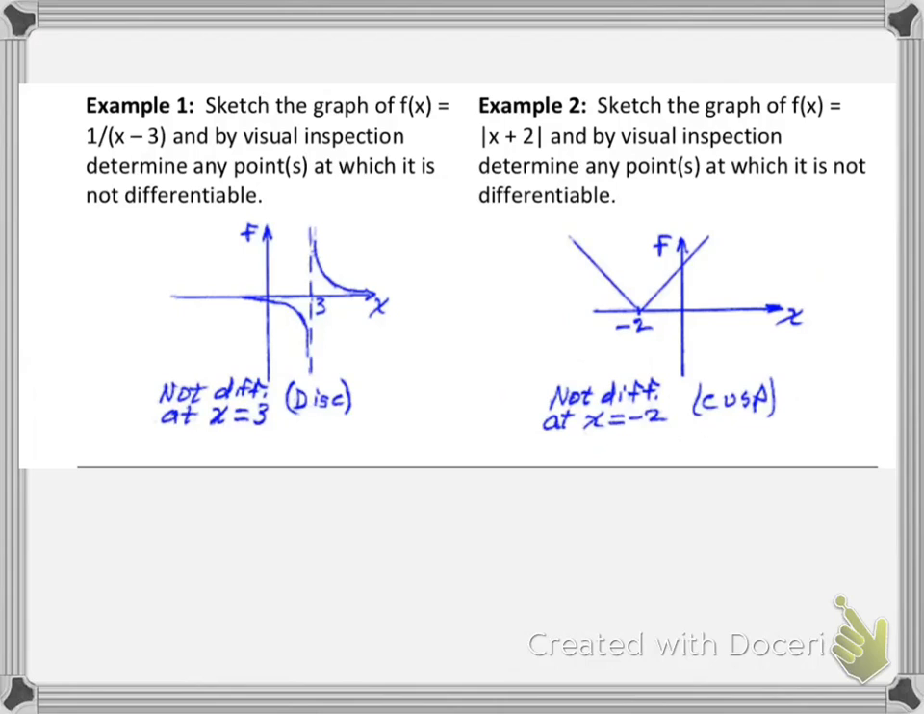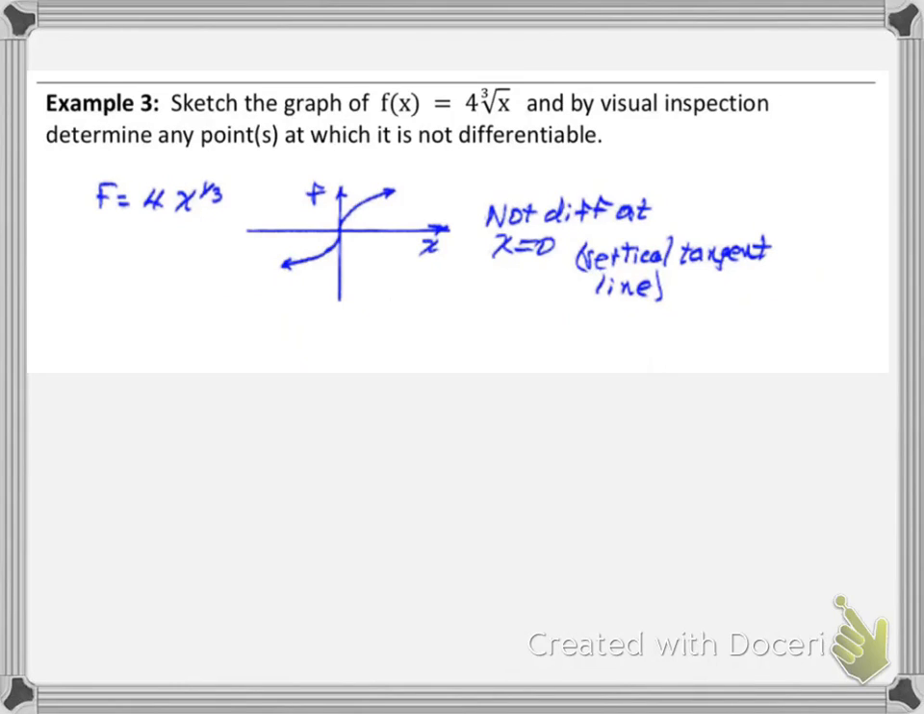Okay? Let's take a look next at example 3 in our notes. So here's example 3. It says, sketch the graph of f of x equals 4 cube root of x, and by visual inspection determine any points at which it is not differentiable. Okay. Well, notice what I've done for you here. I rewrote this as 4x to the 1/3. Okay? That way I can punch it easily in on my calculator.